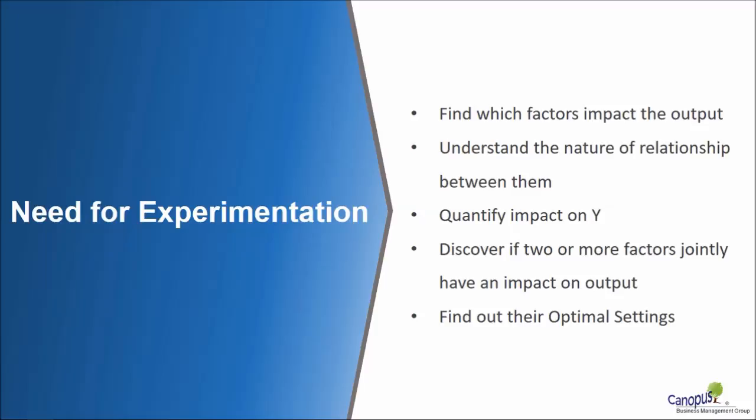In some cases, two or more factors, two or more X's jointly might have an impact on the output, and we may want to find out in such cases which are those two factors and what is the impact they have. And finally, if we know all this, we may be able to propose an optimal setting of the input parameters, the factors, so that we can get optimal output value. That is exactly the scenario for us with this case of oil extraction from soya.